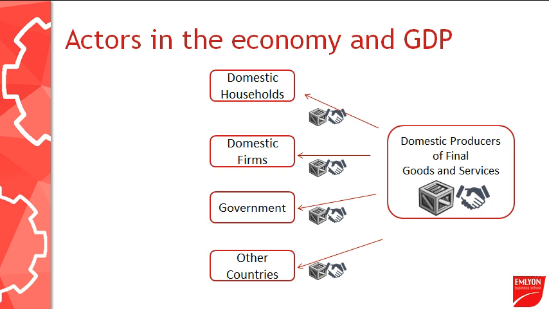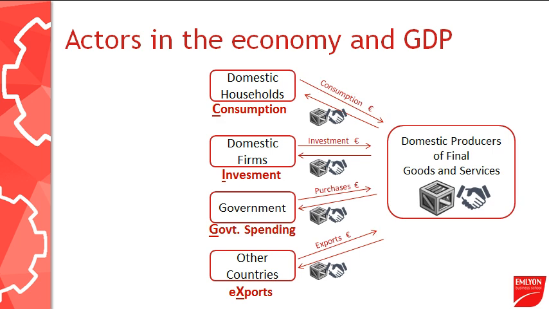Domestic firms in the form of investment in capital resources. They're buying, for example, capital goods, which would be buildings or machines. Government is going to be buying goods and services as well. And other countries are buying our goods and services in the form of exports. So three critical things happen.